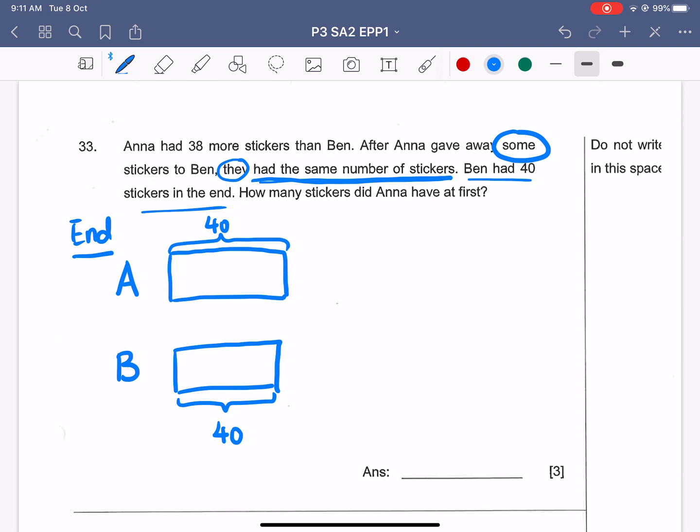Now, of course, what happened before that? I'm sure they didn't have equal number, okay? It was because, we read this sentence, it was because Anna gave away some stickers to Ben. So actually, before it was given away, Anna was supposed to have more. Anna was supposed to have how many more? 38 more. So what I'm going to do is I'm going to use a different color to show that Anna has 38 more.